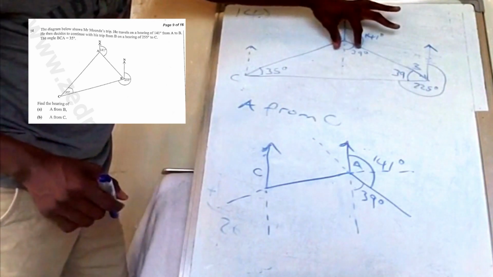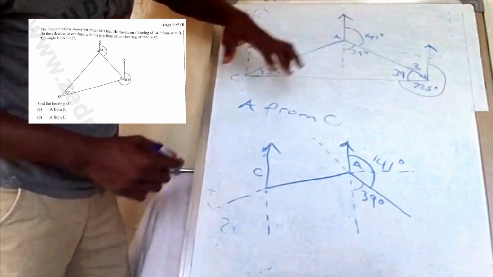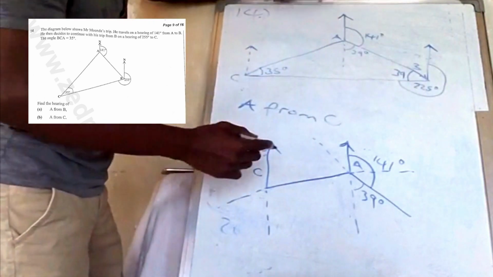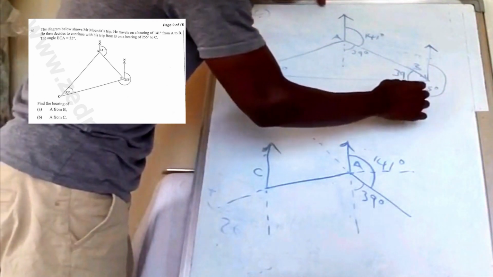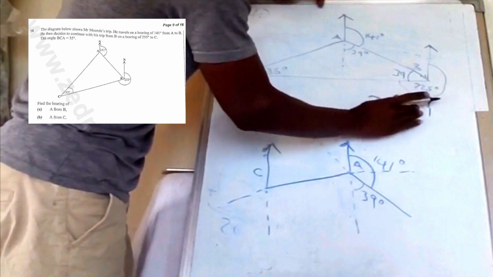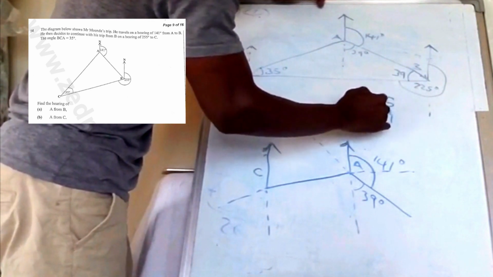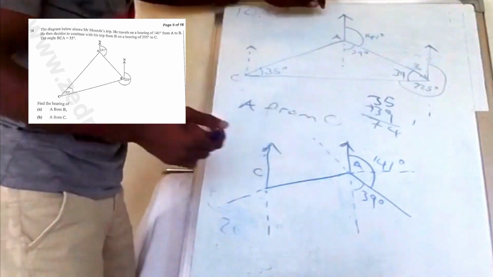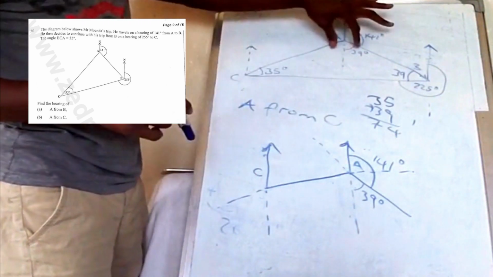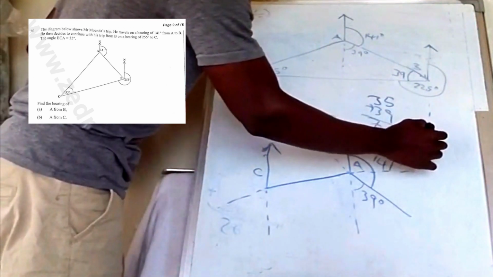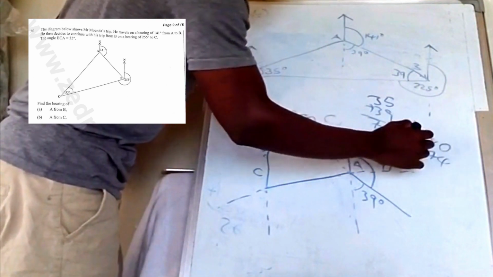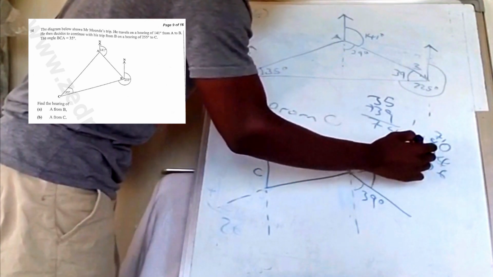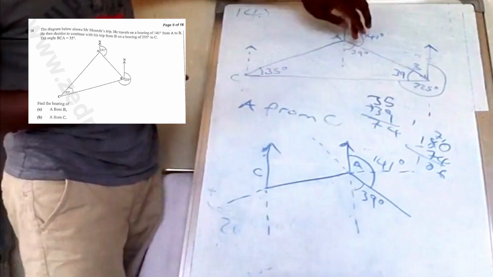So maybe we can find the angle that is there. This is a triangle, so we simply say 180 minus 35 plus 39. So 35 plus 39 will give us 74. So now to find the angle that is there, we simply say 180 minus 74, which is 106. So 106 is the angle that is there.